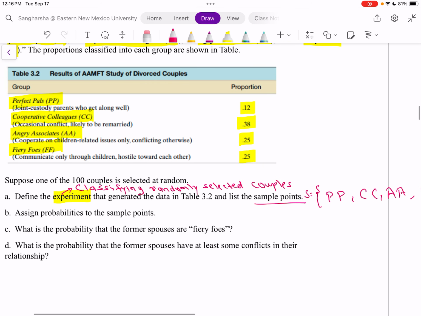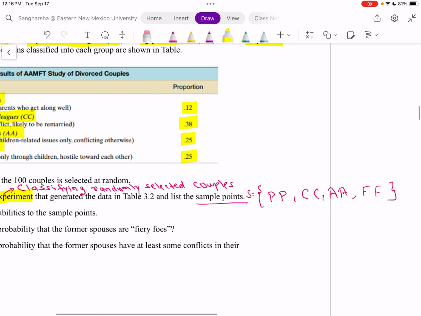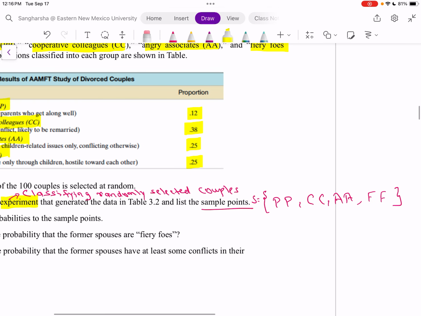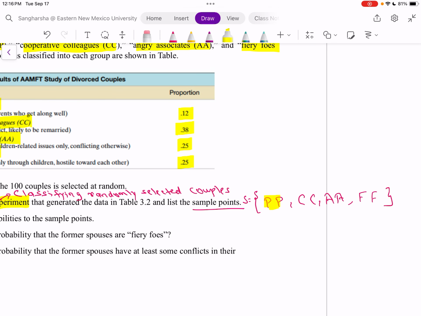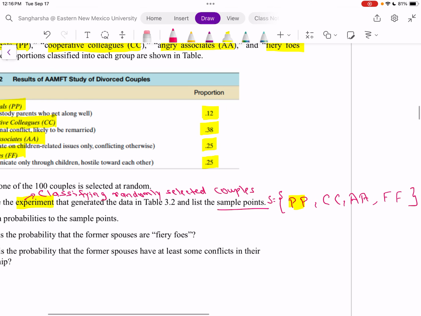Okay, next we assign probabilities to each sample point. Now, what is the probability that the couple will be PP? Is it given to us or do we need to find it ourselves? It's given, the proportion is given to us, and it's the probability. So the third step is assigning probabilities to the sample points.